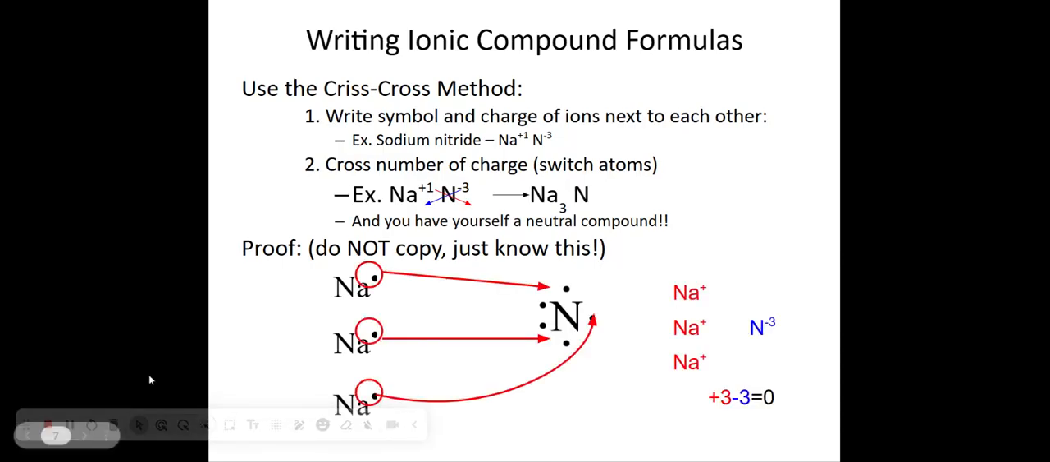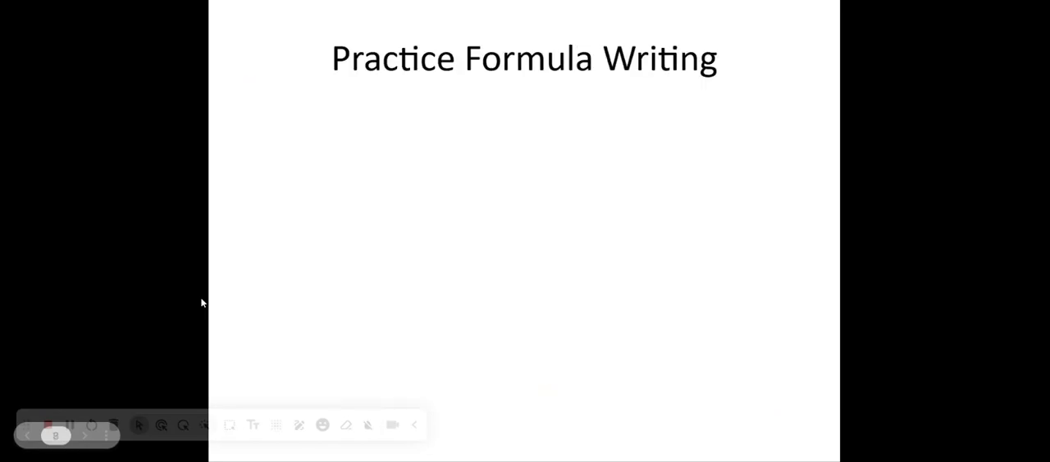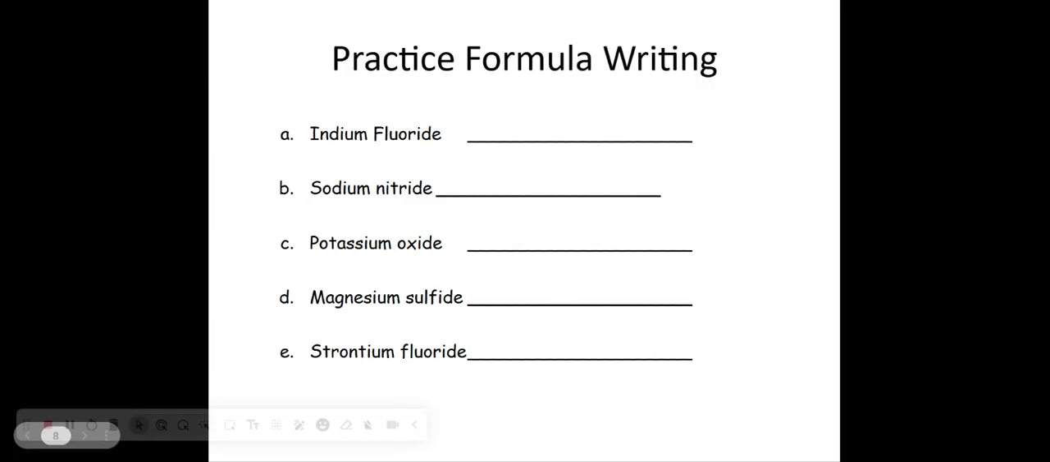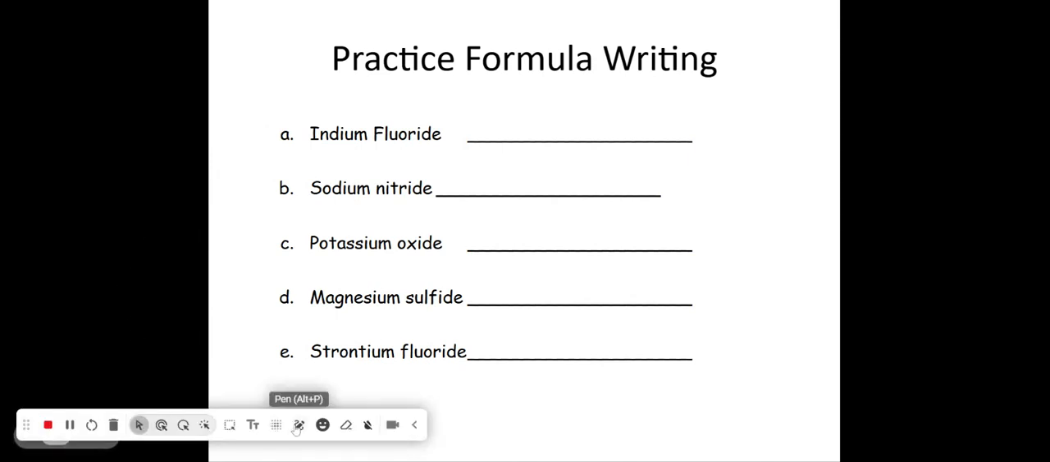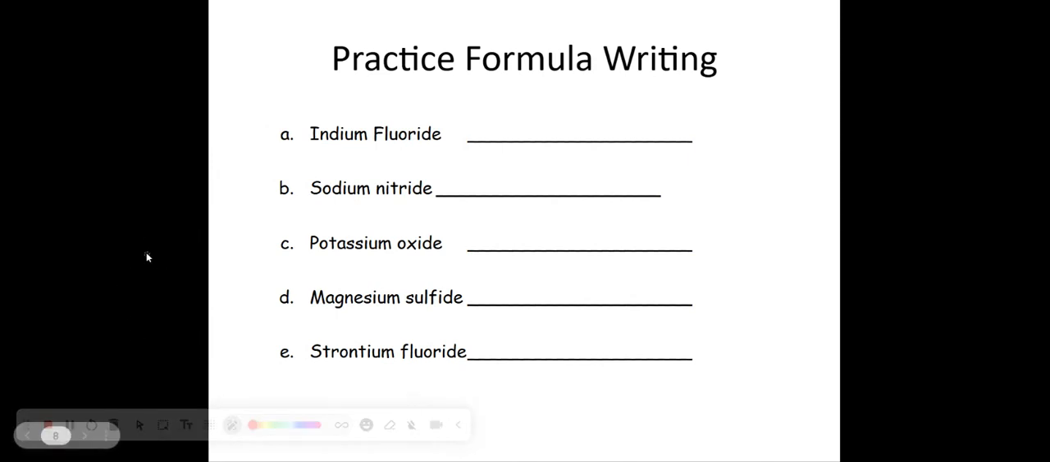So there's the proof again. It shows you 3 sodium atoms and 1 nitride ion add up to make 0. All right, so let's practice formula writing. Go ahead and copy this down. Take a moment. All right, and then let's pull up my pen tool, and we will practice formula writing.